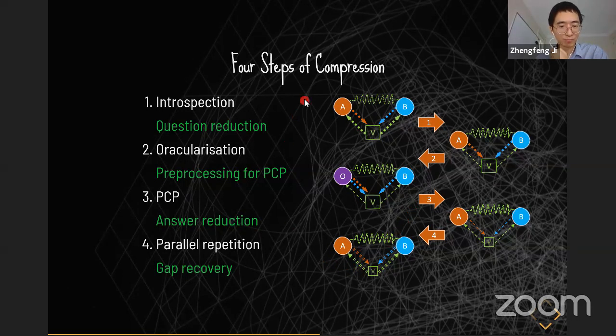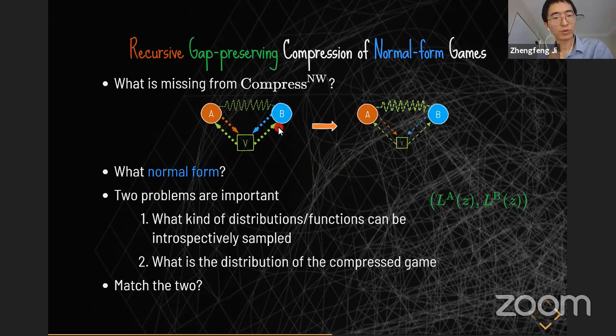And that's what we found to be useful in the compression. It's not clear that you have to go from 1 to 4; it's just some combination of the steps. But we found that this sequence would just work. And the focus will be on how to use the introspection idea introduced in John's talk to do question reduction. And the question that we need to ask is what is missing from the protocol given by Anand and John.